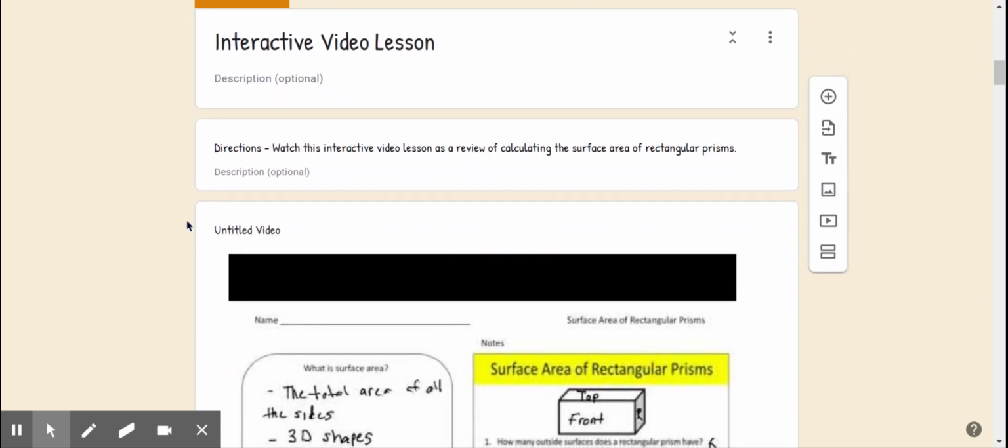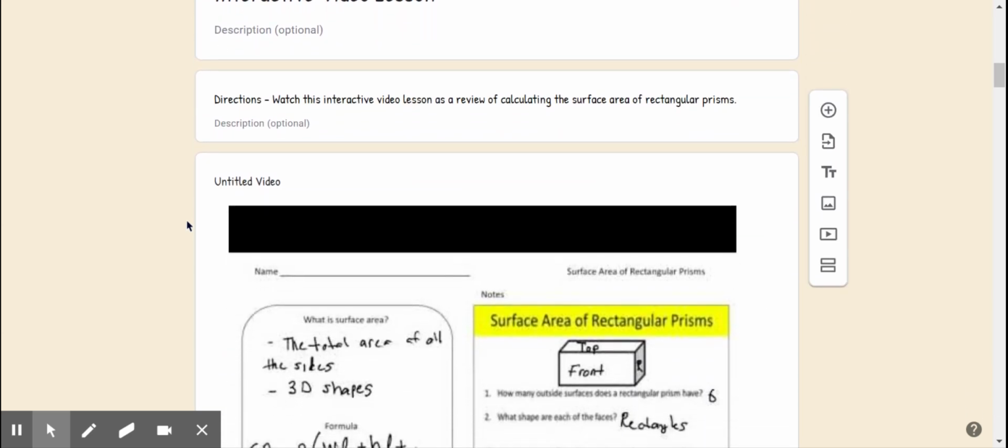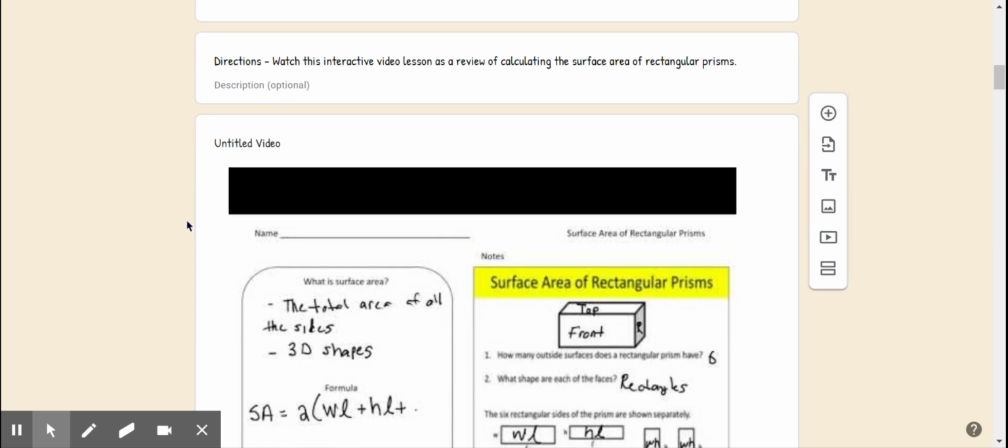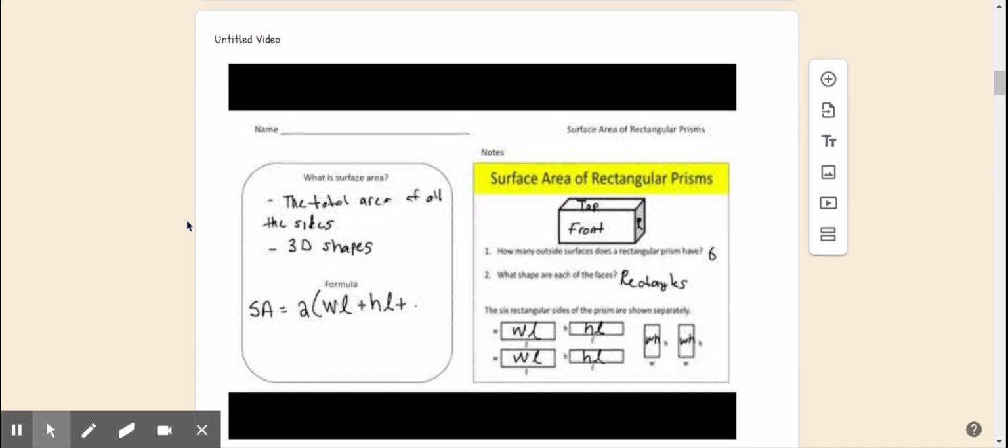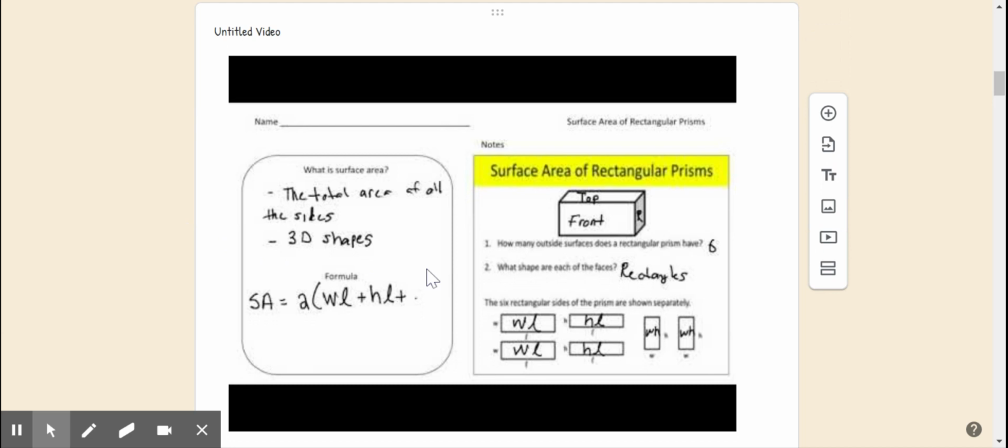All right, next, directions. Watch this interactive video lesson as a review of calculating the surface area of rectangular prisms. You should watch this video in its entirety, and you may want to consider writing some notes as you're watching it so you don't have to keep going back to the video over and over.